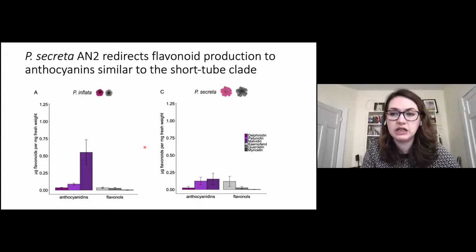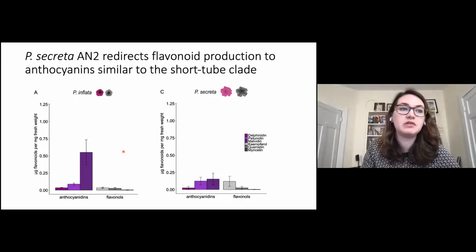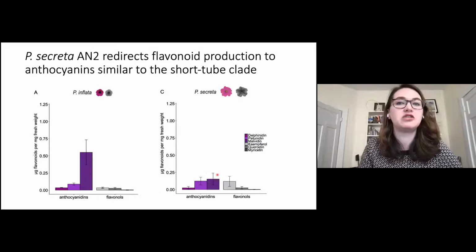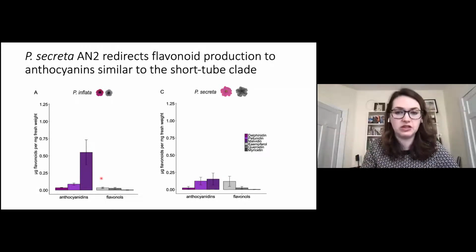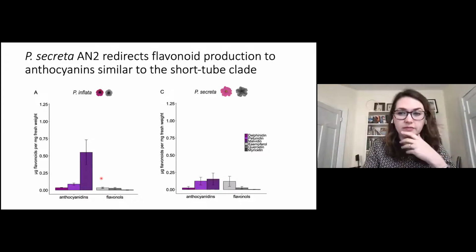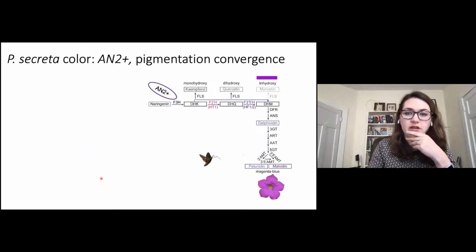In terms of the chemistry, the Petunia secreta AN2 does, as we can see, restore visible anthocyanins. And what we see is a similar, if not the same, concentration, but we see a similar composition where we have a lot of malvidin and petunidin and a little bit of delphinidin. And the same goes for Petunia inflata here. So similar composition to make that purple color.